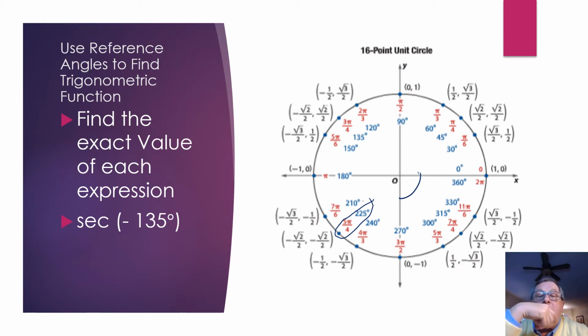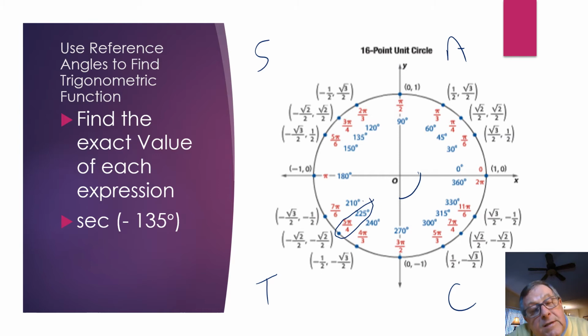Square root of 2 over 2, square root of 2 over 2. I'm in the third quadrant. What do we say? All students take calculus. Now, the secant is the inverse of the cosine. And if I'm in the third quadrant, both the cosine and the sine are going to be negative. That's the only way the tangent there could be positive and be the only one. Everything else is negative.